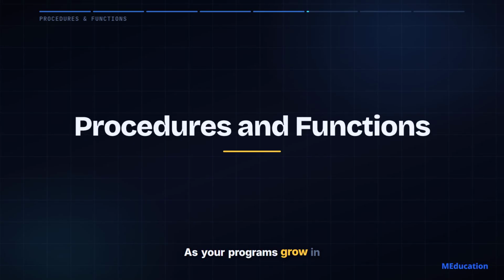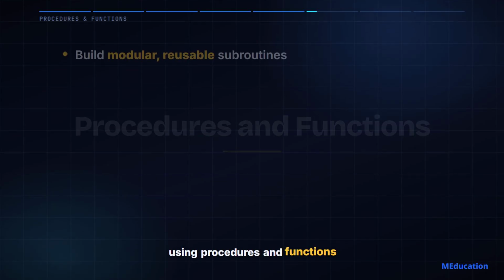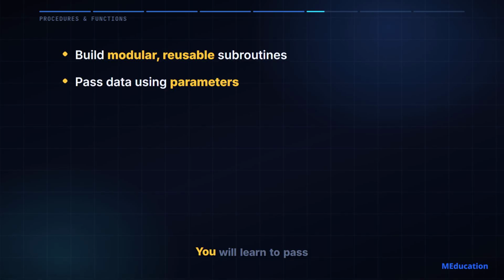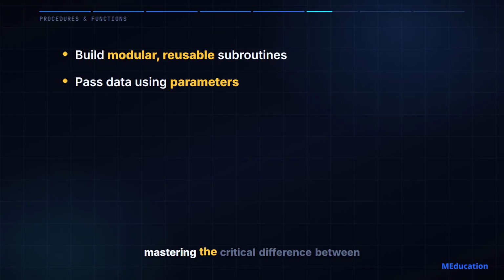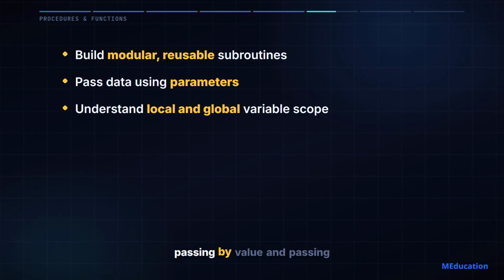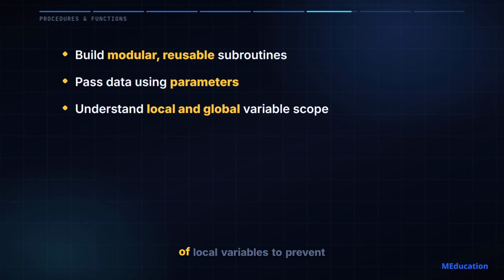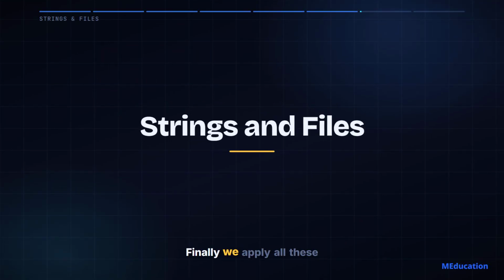As your programs grow in complexity, we must structure them using procedures and functions. You will break large problems into modular, reusable subroutines. You will learn to pass data into them using parameters, mastering the critical difference between passing by value and passing by reference. You will also explore variable scope, understanding exactly why modern software engineering demands the use of local variables to prevent naming conflicts.